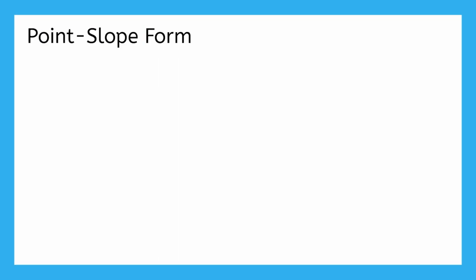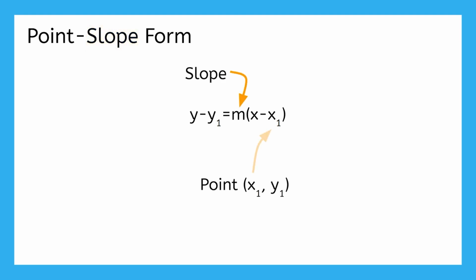Point-slope form looks like this. With this form, we don't specifically need the y-intercept. Any point on the line will work. The requirements to make an equation in point-slope form are exactly what its name says. We need a point and the slope. The slope gets substituted in here for m, and the point gets substituted in like this. x1 represents the x value of the point, which goes here, and y1 represents the y value of the point that goes here.